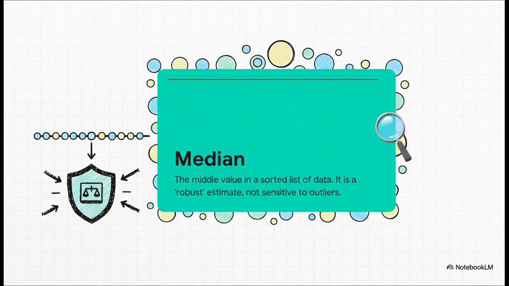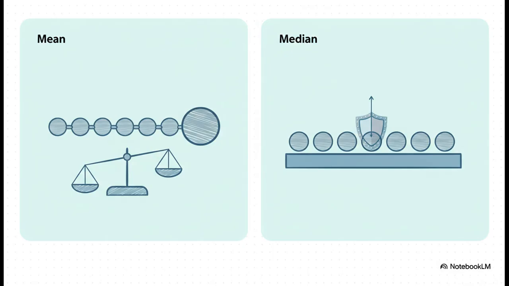All that means is that it doesn't get pushed around by a few super high or super low values, what statisticians call outliers. So here's the showdown. The mean looks at every single data point to do its calculation. That's what makes it so sensitive to those extreme outliers. The median, on the other hand, kind of just ignores the chaos at the ends and only cares about what's happening right in the middle. That's what makes it so robust.